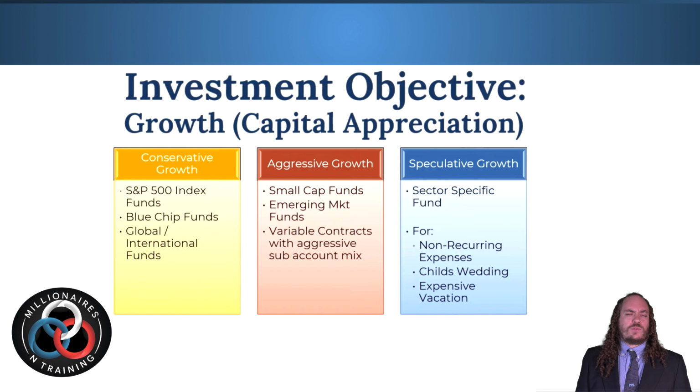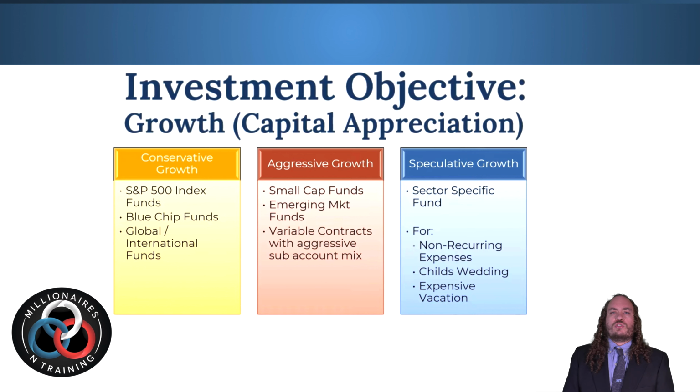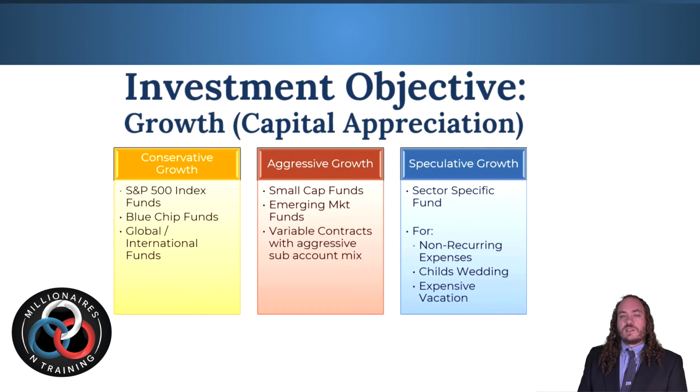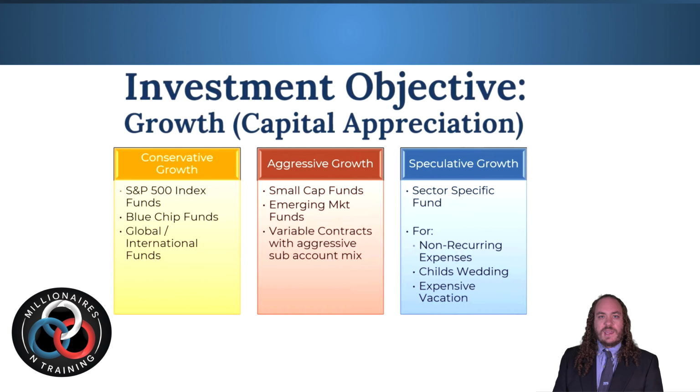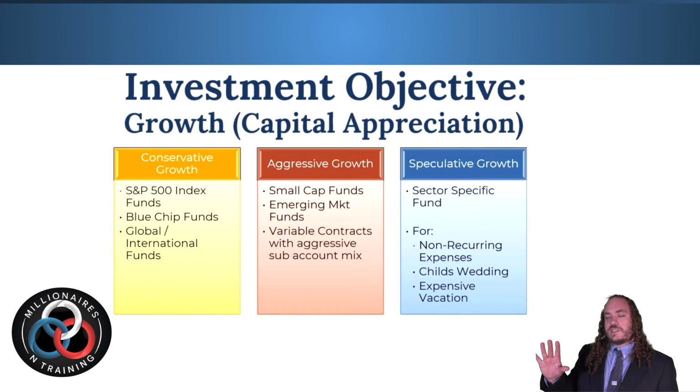Right. So with speculative growth, the sector-specific fund could be appropriate. And remember that speculative growth is usually for non-recurring expenses, a child's wedding, an expensive vacation, and they just want to set some extra money aside for some specific event. How about middle-of-the-road investors?